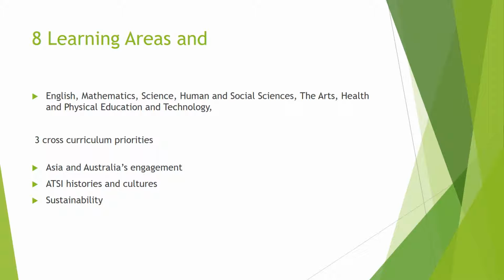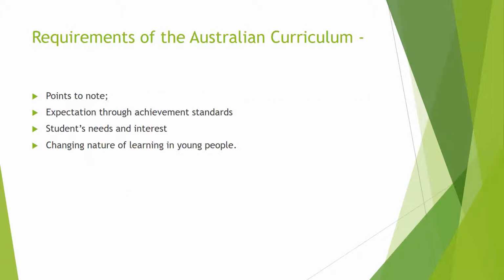These are the 8 learning areas, which are English, mathematics, science, humanities and social sciences, the arts, health and physical education, and technology. The 3 cross-curriculum priorities are Asia and Australia's engagement with Asia, Aboriginal and Torres Strait Islander histories and cultures, as well as sustainability. There are also expectations to be met according to prescribed achievement standards.